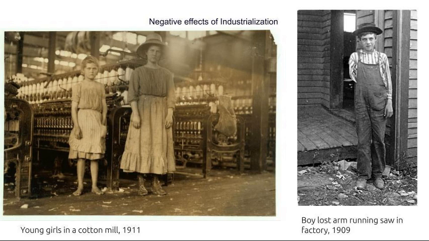You are going to be investigating the negative effects of industrialization. Take a look at these two pictures. The one on the left are young girls in a cotton mill in 1911. The one on the right is a boy who lost his arm running a saw in a factory in 1909.